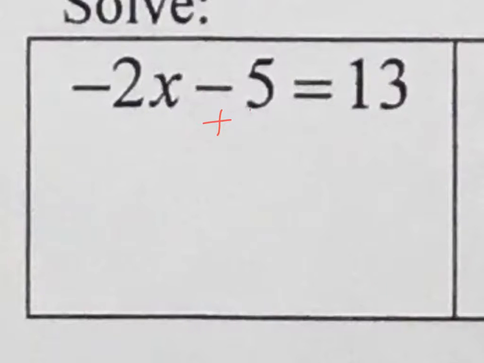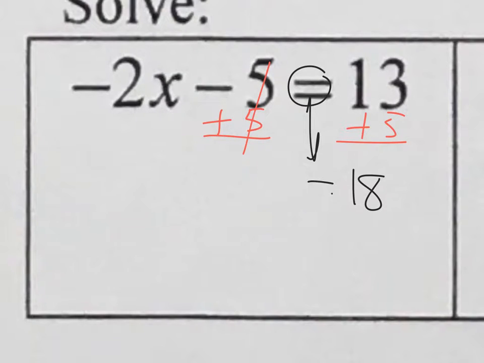So the opposite of -5 is +5. That cancels out. What you do to one side, you do to the other side to maintain the balance. You're going to end up with 18 on this side. The equal sign is going to come down. And on the left side, you're going to have -2x.